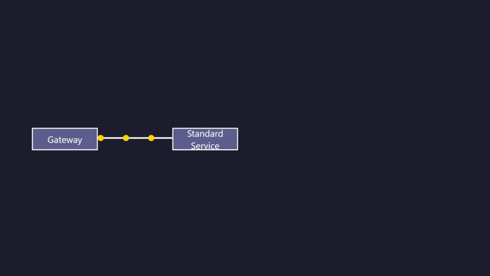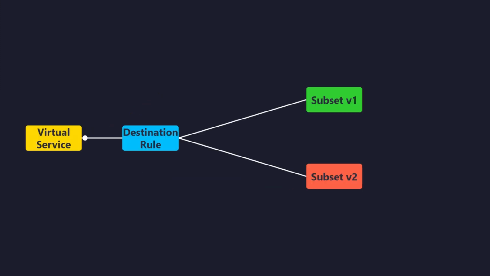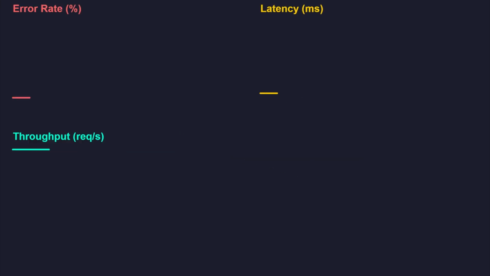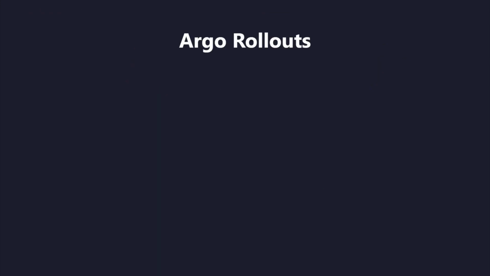A service mesh like Istio provides granular control over traffic shifting using virtual services and destination rules instead of standard services. Define subsets in a destination rule to group pods by version. The virtual service then distributes traffic based on defined weights. Observe error rates, latency, and throughput in real time during the transition. Automated rollback triggers depend on these specific metrics.